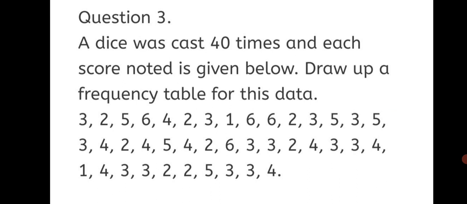Then comes the second column, tally marks. You will begin with 3. Since 3 comes first, next to 3, one standing line. Then 2, next to 2, one standing line. 5, so next to 5, one standing line. 6, then next to 6. 4, then next to 4.